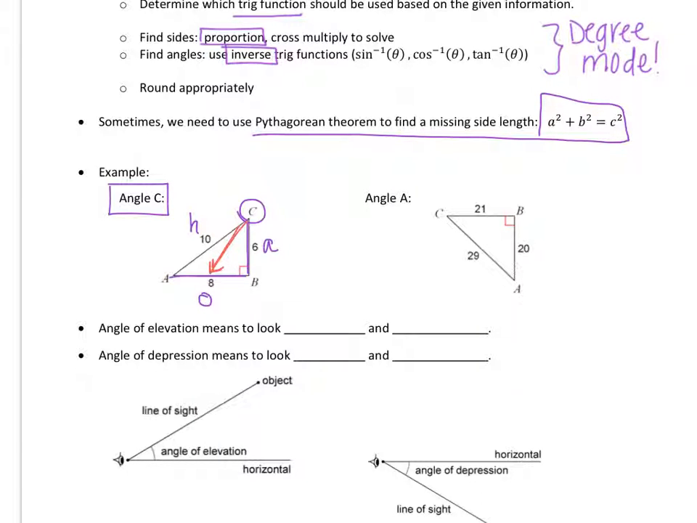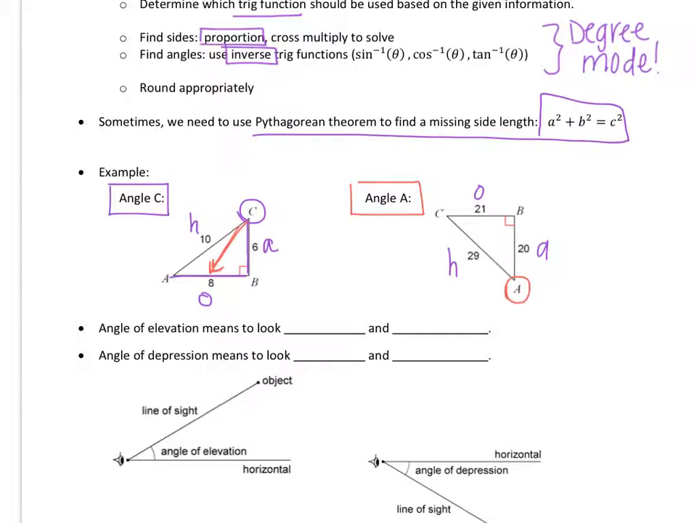Now the next one says that we are focused on angle A. Circle the angle and start labeling the sides. Go ahead and do that and then check back in with me. So I found AC, the 29, to be H, the hypotenuse, the biggest side, the 21 to be O, and the 20 to be A for adjacent.